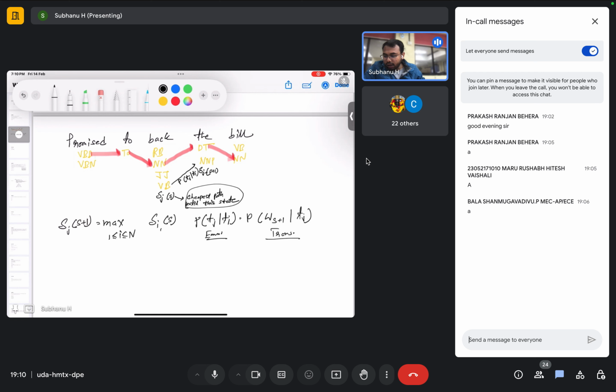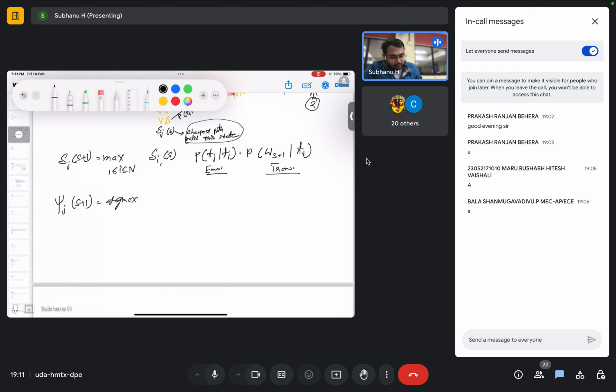Okay, and how do I find out my psi j? It is basically equal to the argmax. A maximum is when you are finding the maximum element, and argmax will give you the index. Suppose you have an array like 0, 12, 99, 80. Argmax will give you the index, saying that your maximum element is at the second position.